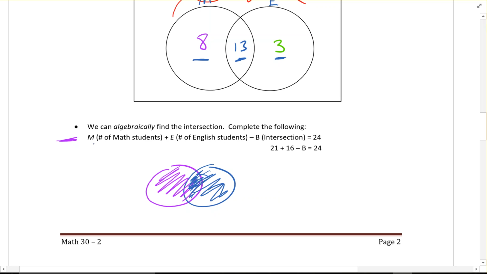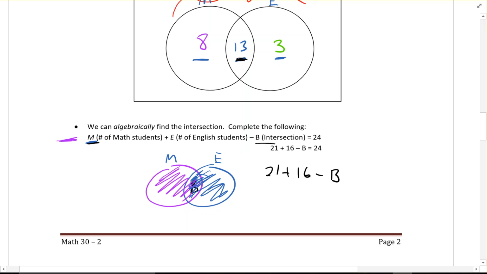So we can do this algebraically. If we say M is the area of math, and this is E, and then B is our center. So if you go M plus E, then to account for the fact that we counted that middle section twice, we have to subtract the middle section. So we can write this out algebraically as 21 plus 16, that's E, right? Minus B, that's what we don't know. And that's what we had to figure out in that one, right?